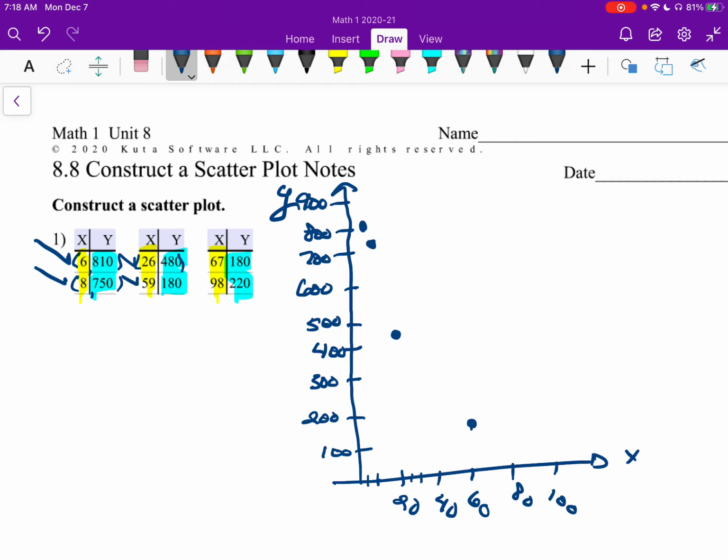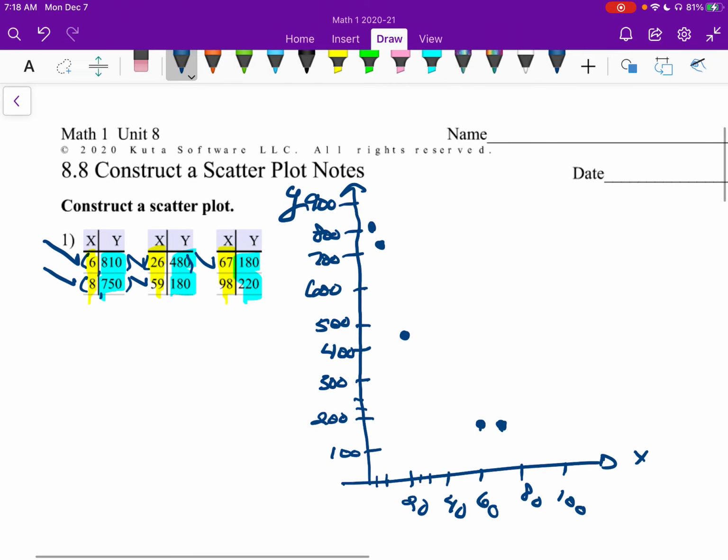67 and then 180. So 67 is about between 60 and 80, close to 70. And then it'll be even with the previous one. And then 98, 220 will be somewhere, well, 220 would be somewhere like that. Maybe like that. So there we are. There's our scatter plot.